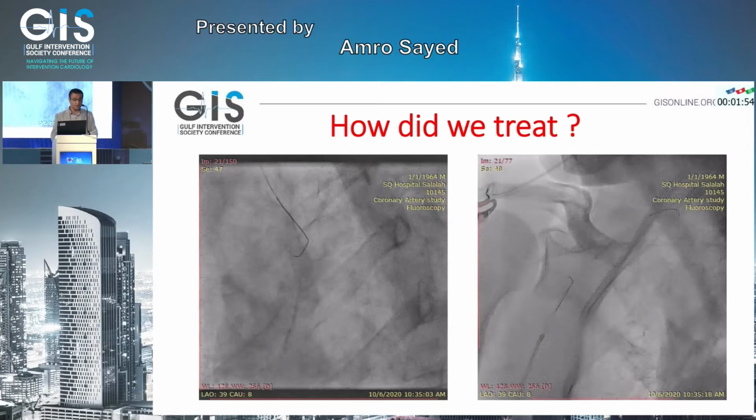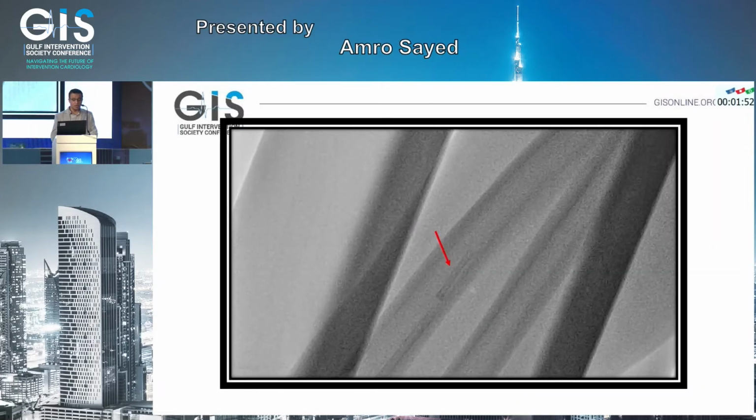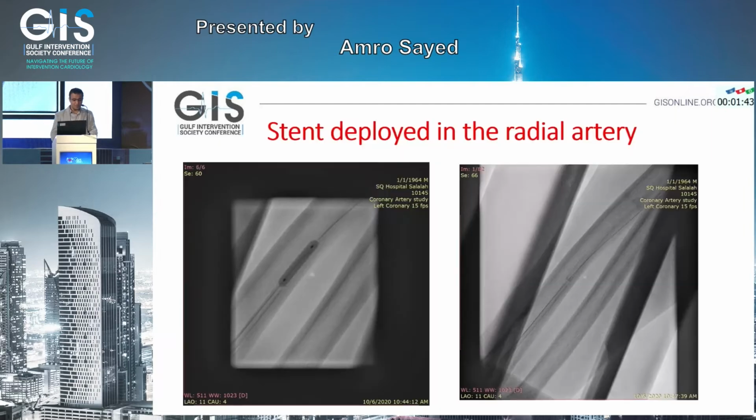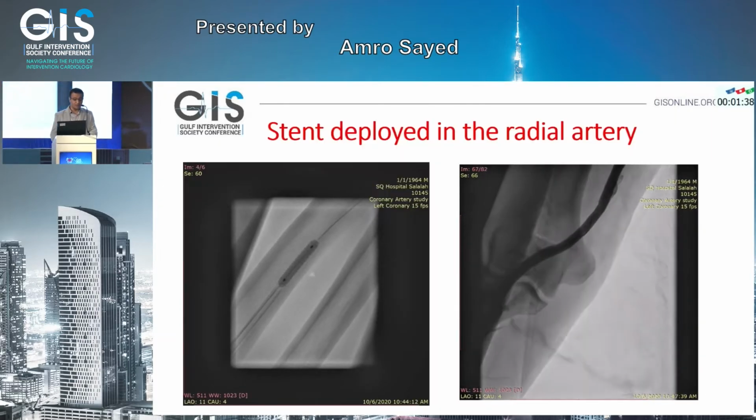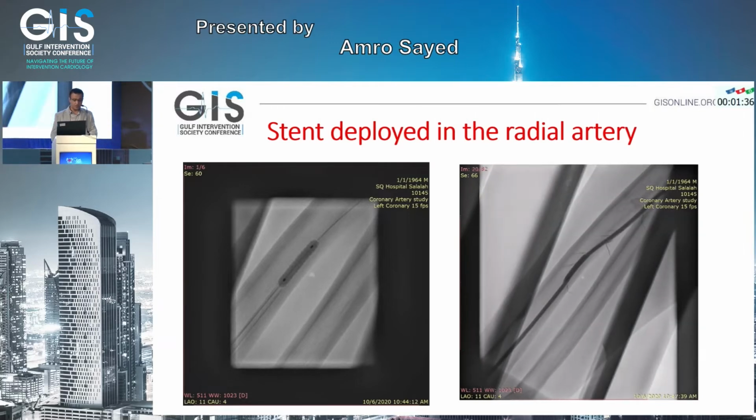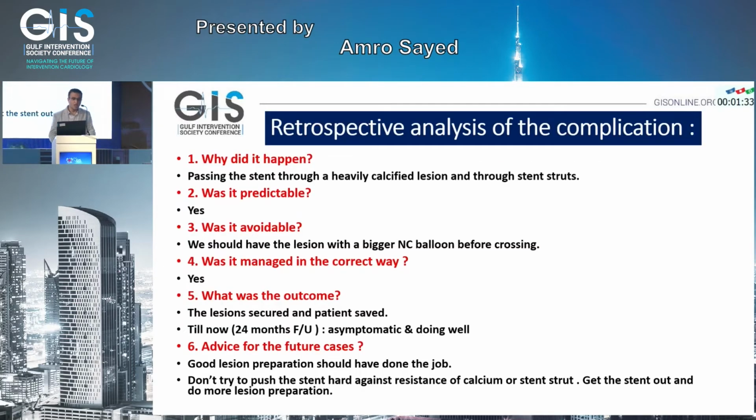This was a radial 6 French approach. Of course, because of the 6 French and the stent being a little bit distorted, it stopped at the tip of the sheath. We passed the wire and the 3.5 balloon, and deployed the stent in the left main, in the radial artery. So after a complication, you have to sit down in the control room and review your cases and see what happened, what went wrong.